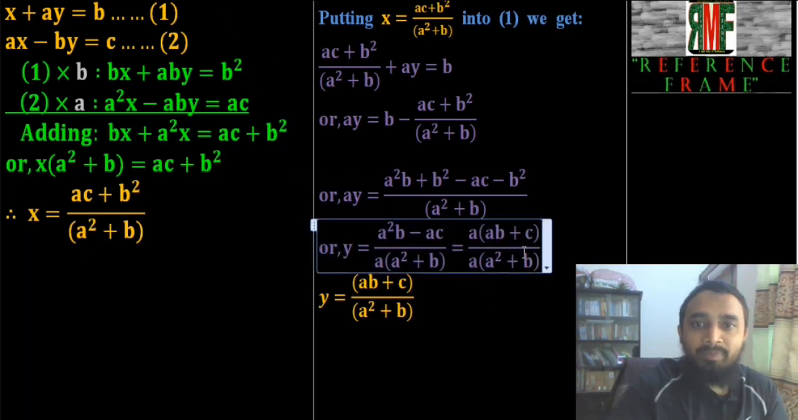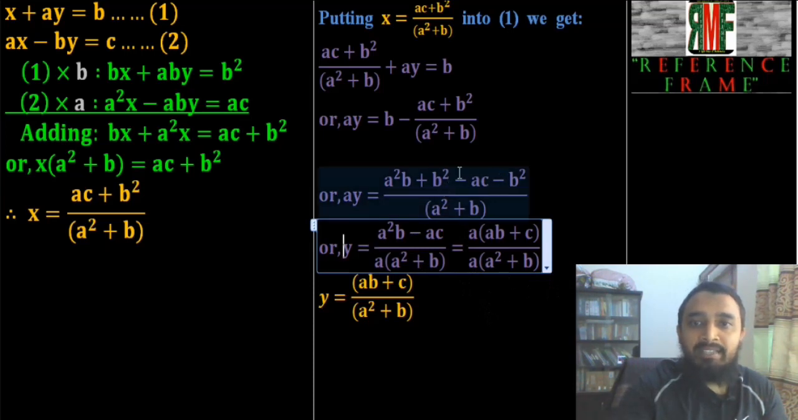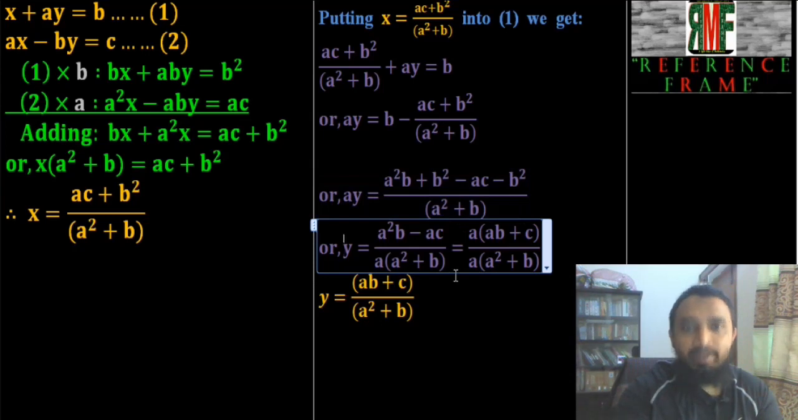So we're getting, by doing this, y is equals to a square b minus ac, b square minus b square omit each other, and the denominator remains as it is, just to shift a one to the right hand side because we just need the value of y.